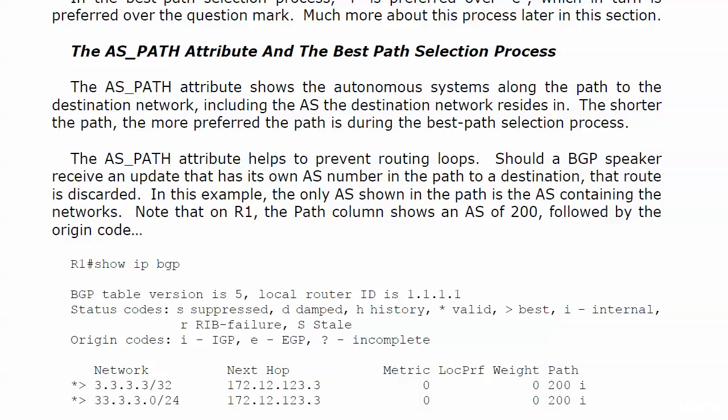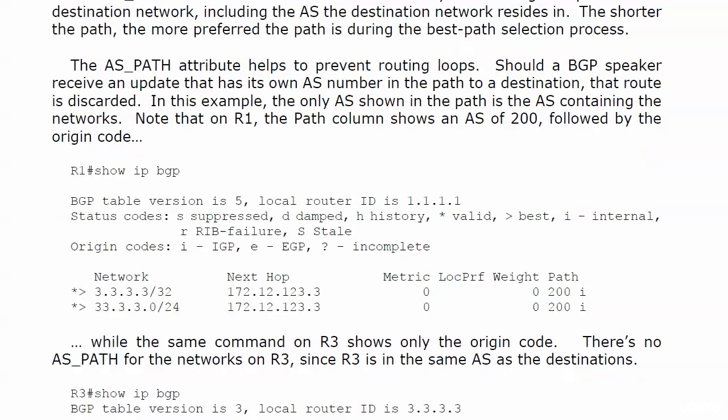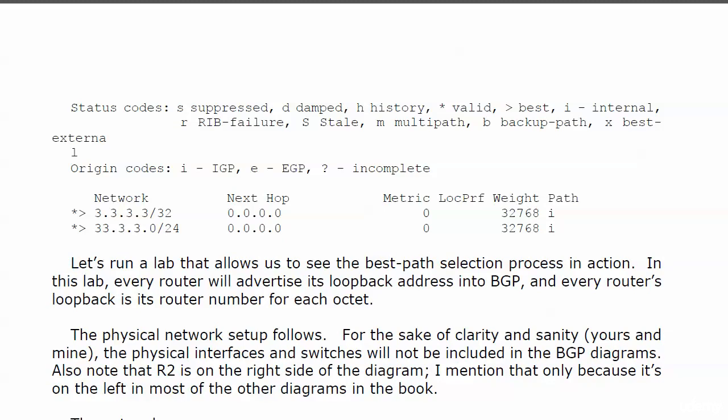Now in this example, and this was router 1 in our previous lab, the only AS shown in the path is the AS containing the networks, because that AS was right next to router 1, and you see 200 under path, followed by the origin code. On router 3, which was the router that actually contained those two networks, as we go down here you can see the only thing under the path was literally the letter I.